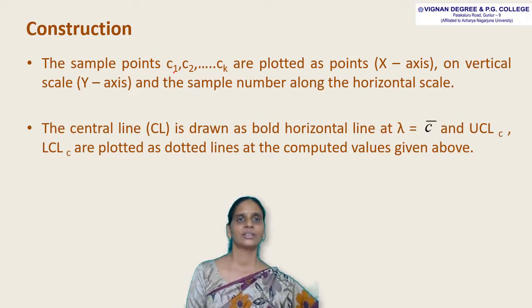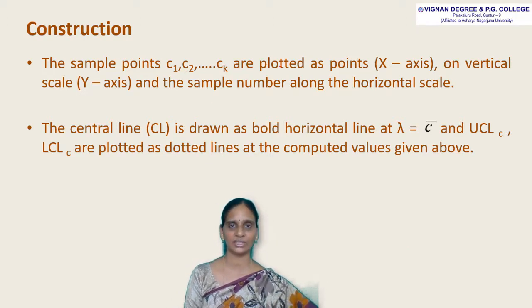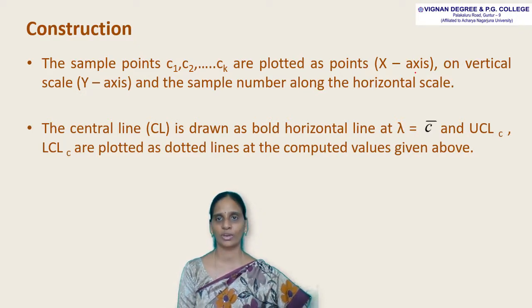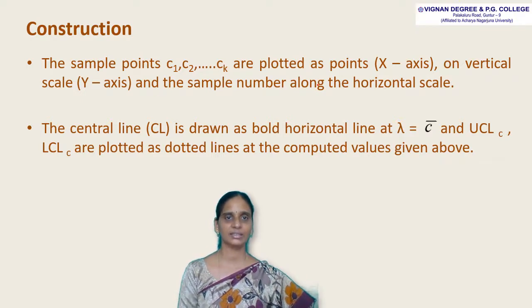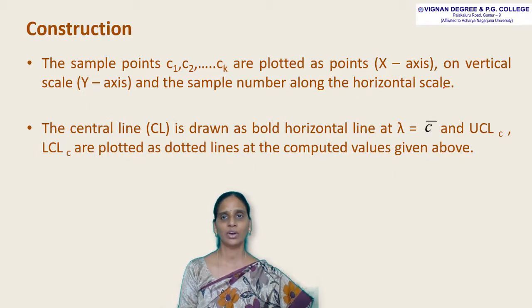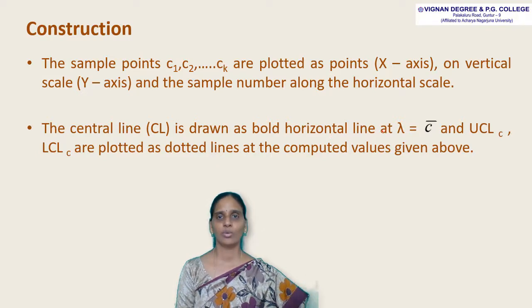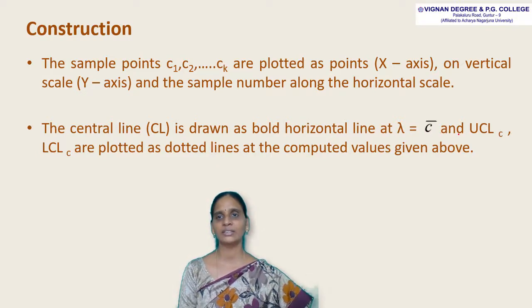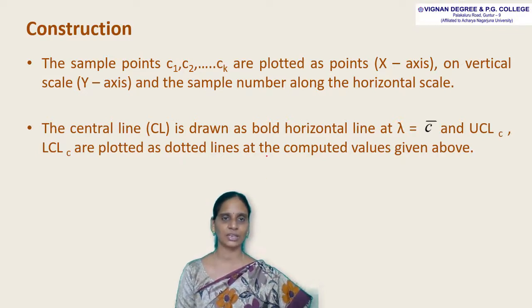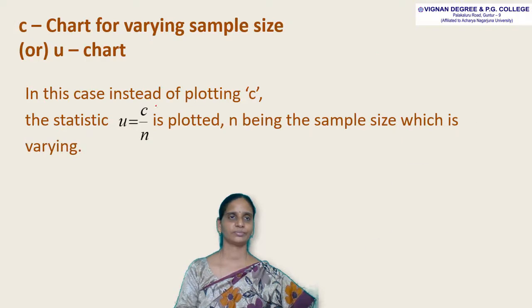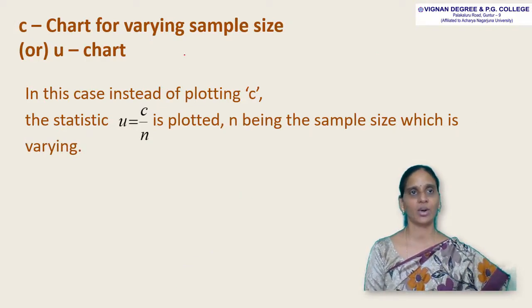And the construction. The sample points C1, C2 and so on up to Ck, those values are plotted as points on the vertical scale (y-axis) and the sample number along the horizontal scale. The central line CL is drawn as a bold horizontal line at lambda equal to C bar. And the upper control limit and lower control limit for the C chart are plotted as dotted lines at the computed values given above.